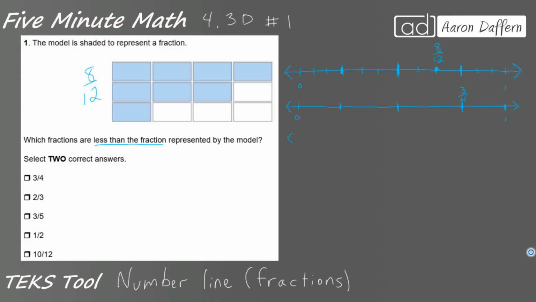Let's try 2/3. All right, so I'm going to make this once again. Go from 0 to 1. Now my 2/3, you need to just eyeball it. It's going to go underneath this point right here and this point right here. Those are actually thirds. So here's my 2/3. If you did it right, you're going to notice it's really close, or actually it's equal to that 8/12. 8/12 is equal to 2/3. So it's not the first two.